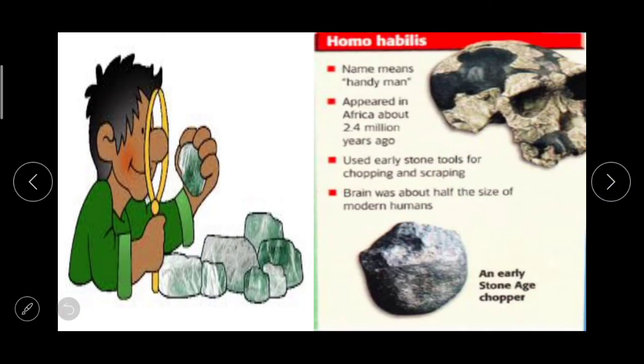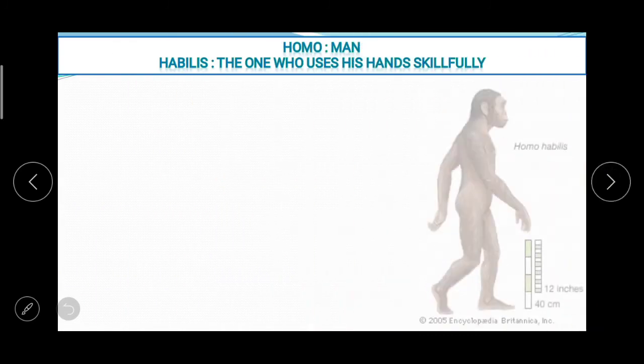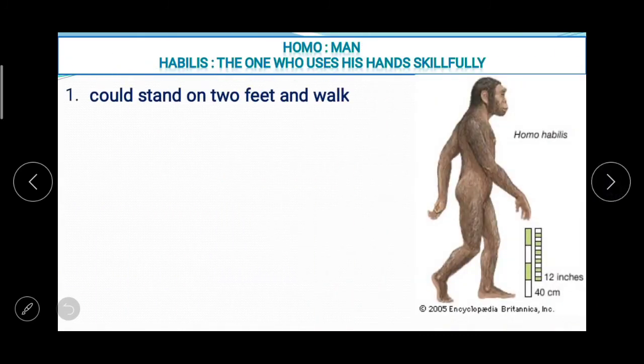Here now, as you can see in the image, Homo habilis, which means handyman or the skilled human, appeared in Africa about 2.4 million years ago. Used early stone tools for chopping and scraping. Brain was about half the size of modern humans. Today we have a bigger brain size, so theirs was half. Then more things about the Homo habilis.